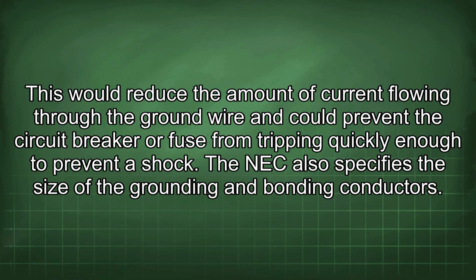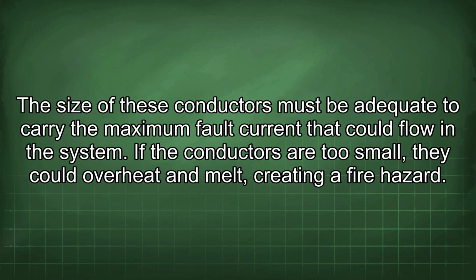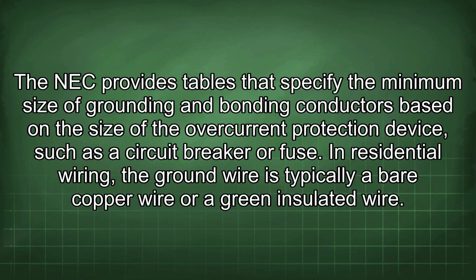The NEC also specifies the size of the grounding and bonding conductors. The size of these conductors must be adequate to carry the maximum fault current that could flow in the system. If the conductors are too small, they could overheat and melt, creating a fire hazard. The NEC provides tables that specify the minimum size of grounding and bonding conductors based on the size of the overcurrent protection device, such as a circuit breaker or fuse.